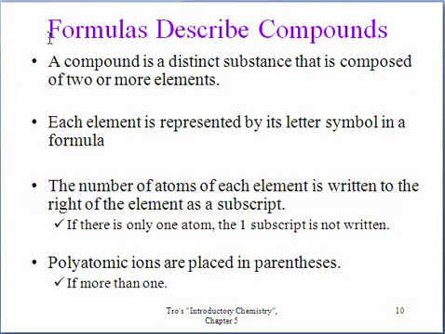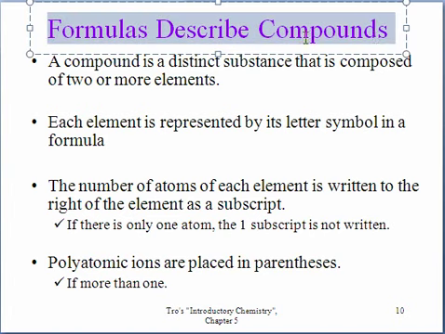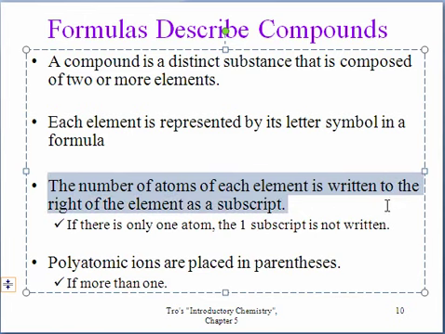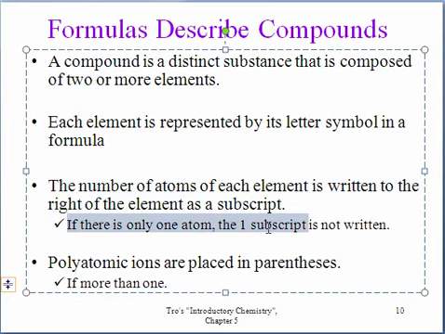Let's look in detail now at formulas. Formulas describe the makeup of compounds. A compound, we know, is a distinct substance that is composed of two or more elements in an unchanging ratio. Each element is represented by its letter symbol in the formula. The number of atoms of each element is written to the right of the element as a subscript, which means a small number written below it. If there is only one atom in the molecule, however, the subscript 1 is not written.